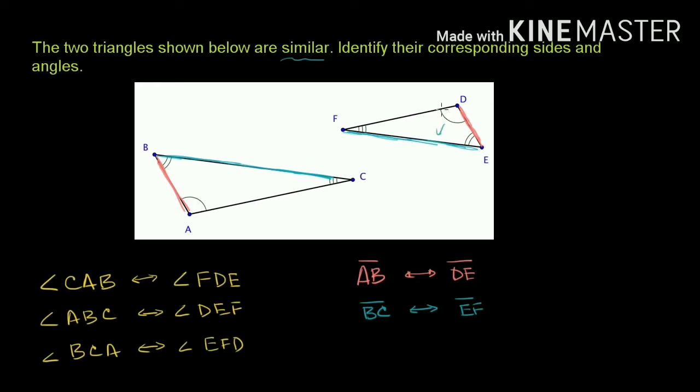Then the remaining third pair of corresponding sides are the ones which are opposite to the double arc angles, that is AC and DF. That is the remaining third pair of corresponding sides in these two triangles given over here. That is the method of identifying the corresponding angles and corresponding sides. You can practice such triangles with identification of sides and angles with your own examples.